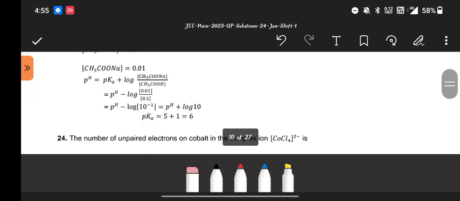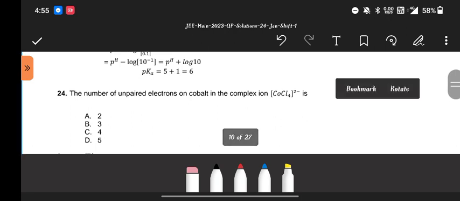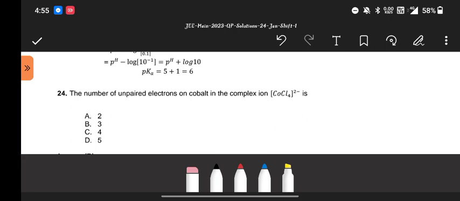Next is question number 24. Here they have asked: the number of unpaired electrons on cobalt in the complex ion CoCl4 2 minus. Option A 2, option B 3, option C 4 and option D 5.